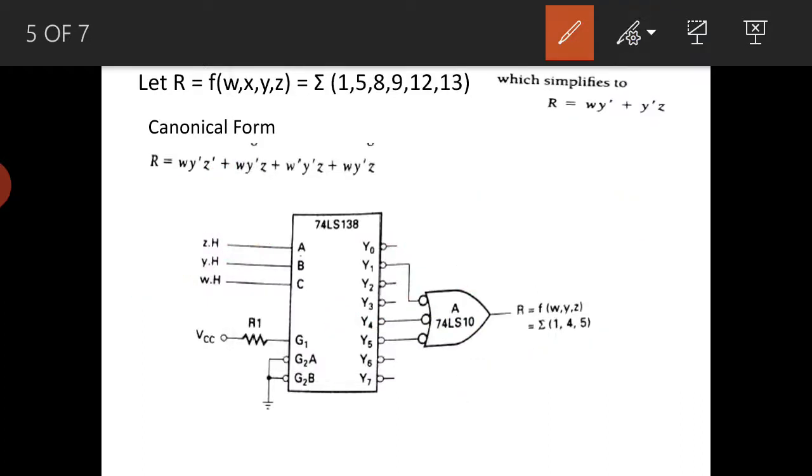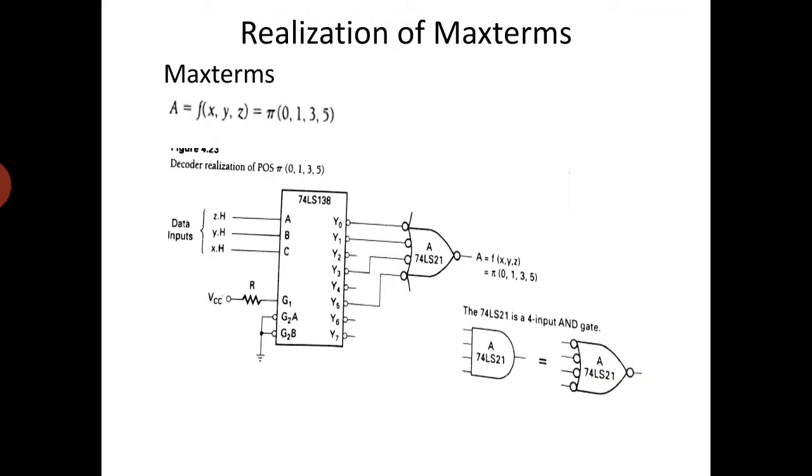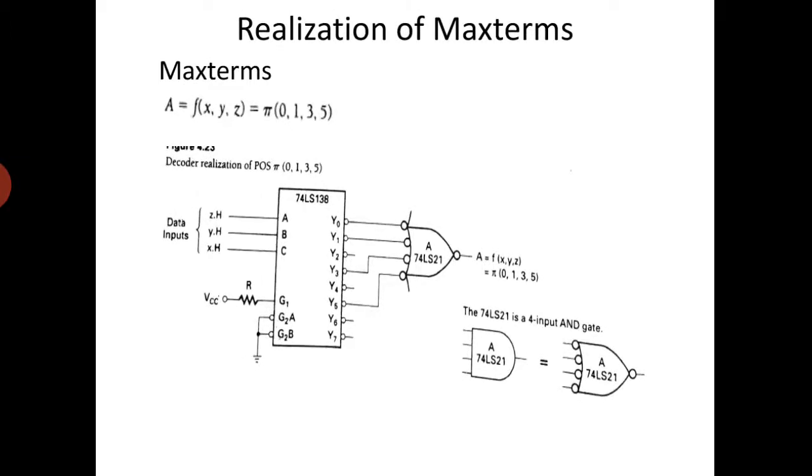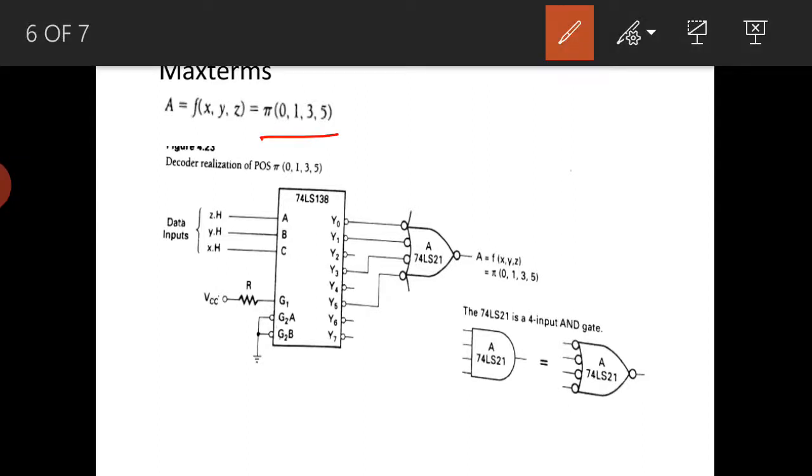So this is how the decoders can be used with basic gates to realize the min terms. Again, this is one more example, realization of max terms. Max terms means wherever the max terms are 0 1 3 5, as we are seeing here, we should get the output as 0. So we will see now. I will mention 0 0 0 only.